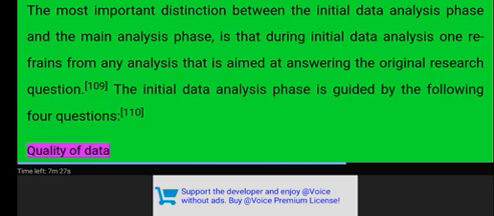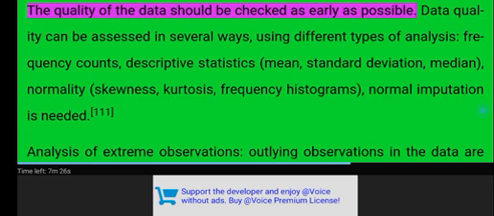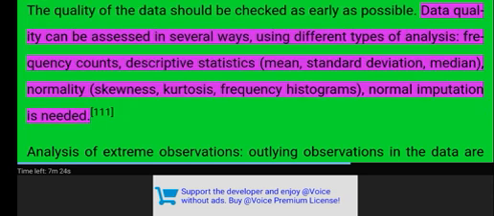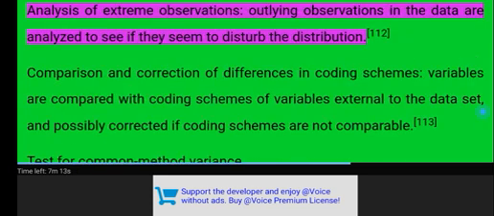Quality of data. The quality of the data should be checked as early as possible. Data quality can be assessed in several ways, using different types of analysis: frequency counts, descriptive statistics, mean, standard deviation, median, normality, skewness, kurtosis, frequency histograms, normal imputation is needed. Analysis of extreme observations. Outlying observations in the data are analyzed to see if they seem to disturb the distribution.